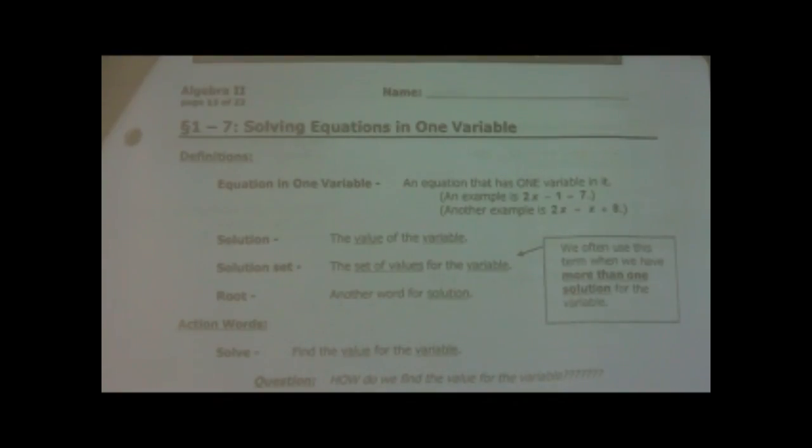So, for example, 2x minus 1 equals 7, that has one variable in it, an x. This equation, 2x equals x plus 8, is also an equation in one variable because it only has one variable in it, x. It's in there twice, but it still only has the one variable, x. Alright, that's an equation in one variable. If I have an equation that has an x and a y in it, that's an equation in two variables.